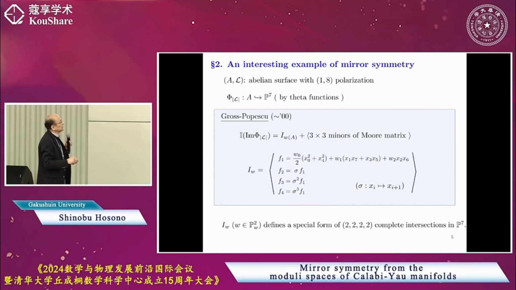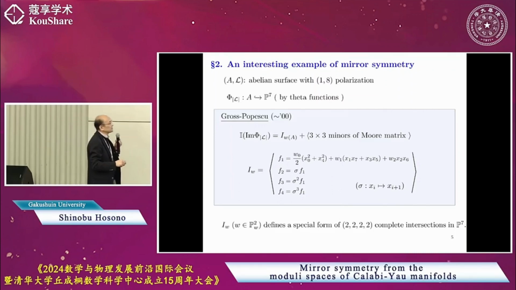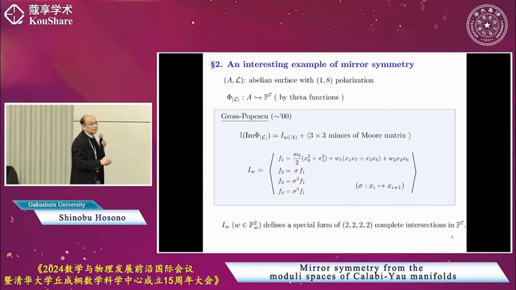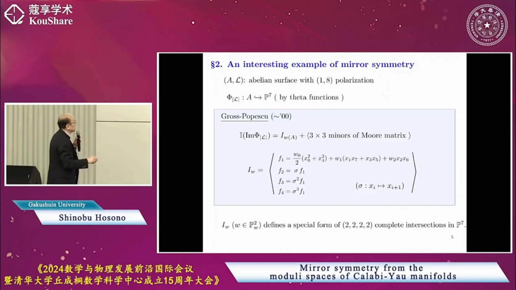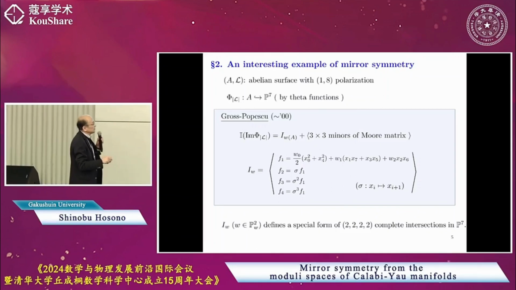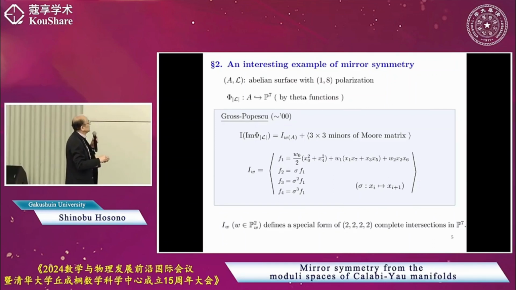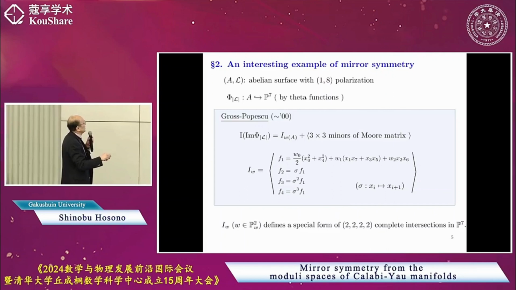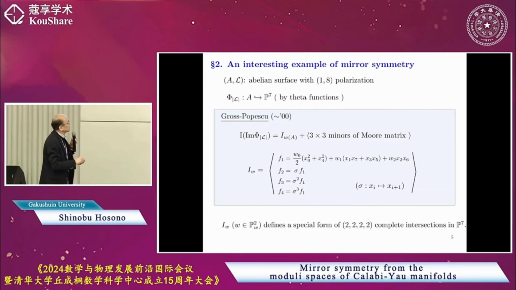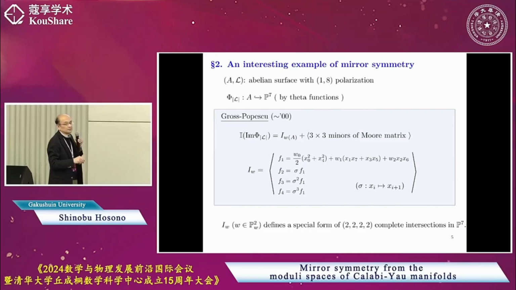So to P7. So P7 comes from this polarization type. In any case, by an ample line bundle, we can consider an embedding of the abelian surface into a suitable projective space. Of course, this is in terms of theta functions associated to this abelian surface. And this kind of embedding problem has been studied by algebraic geometers.